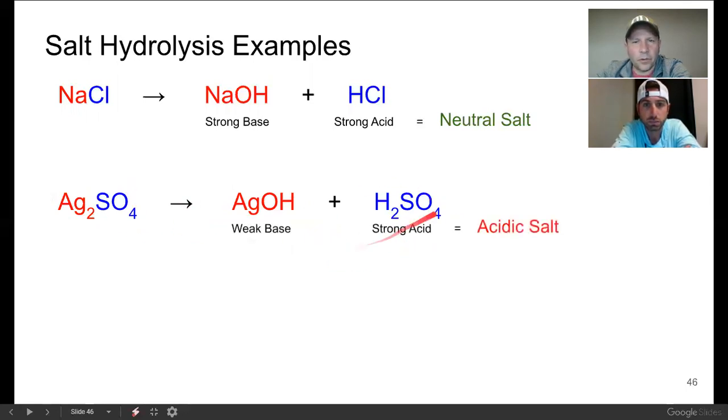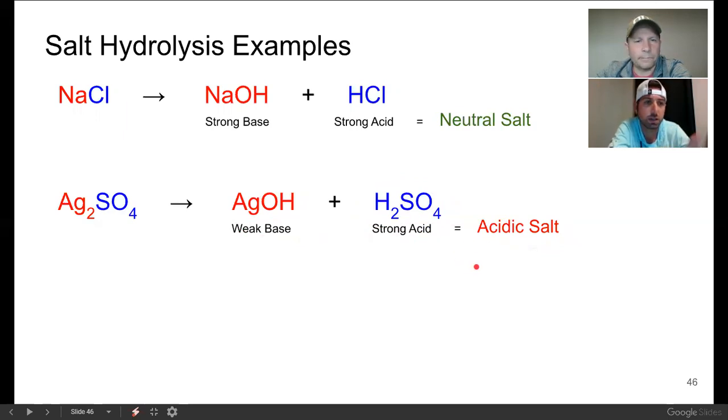There you go. So notice this is a sulfate here, which has a -2 charge, which is why we needed 2 hydrogens there for the parent acid. So this is sulfuric acid, a strong acid. This is silver hydroxide, which is a weak base. Strong acid, weak base, acidic salt, right?